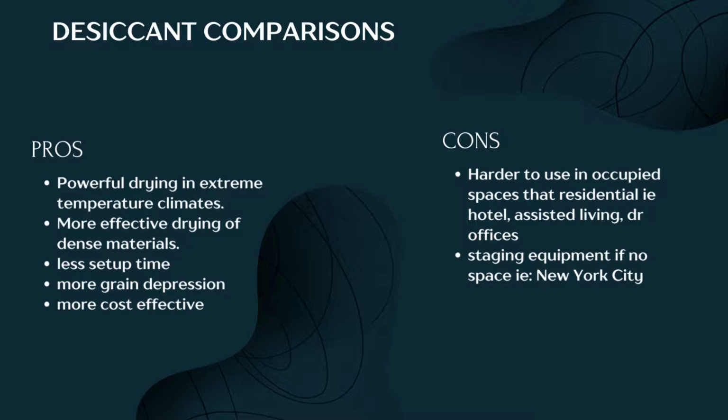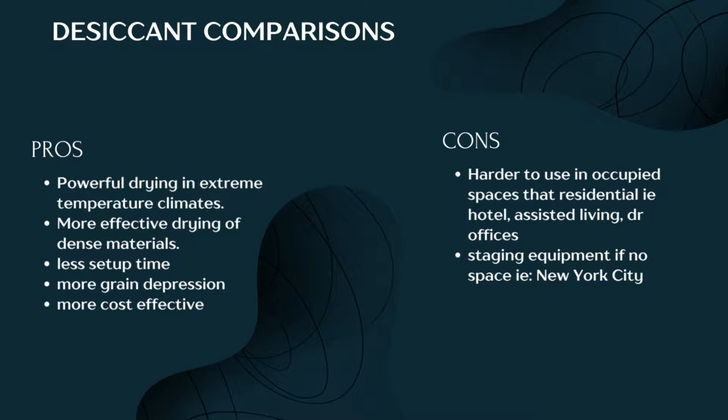A little bit of the cons to it. They're harder to use in occupied spaces. Residential is harder to use as well. Hotels, assisted living, doctor's offices. It's hard to run that tube down through there and keep occupants in there. If they create too much heat, then you're going to have to add air conditioning to it. So if you're in a hotter climate, you may want to choose LGRs to do the drying, although it'd probably take a little bit of extra time to do that.